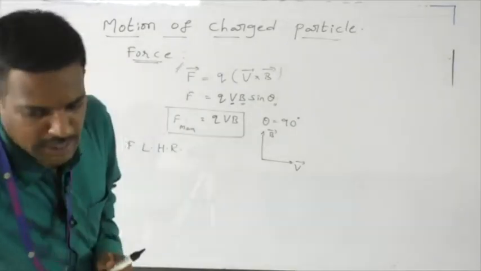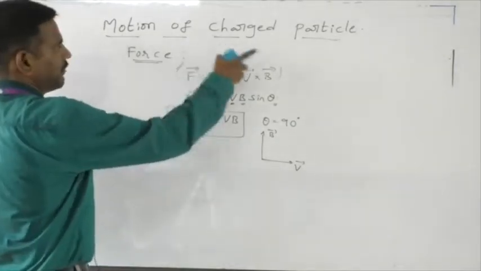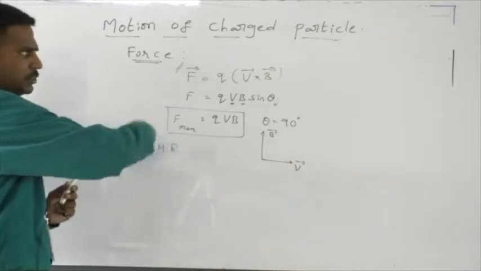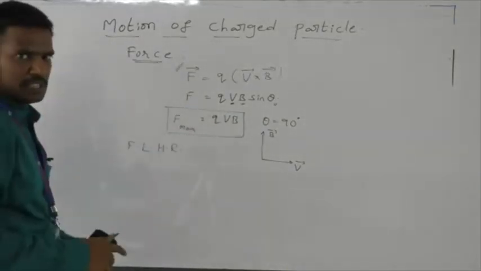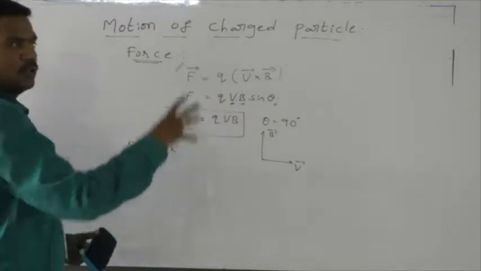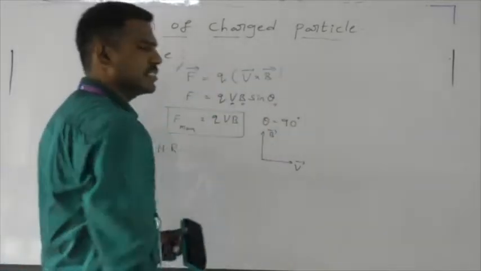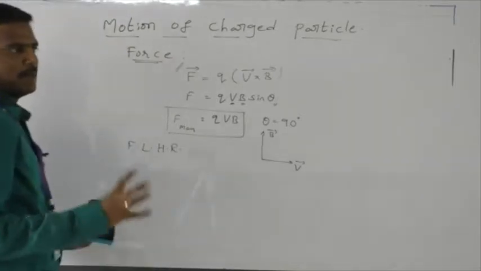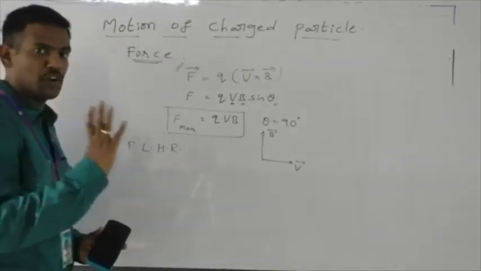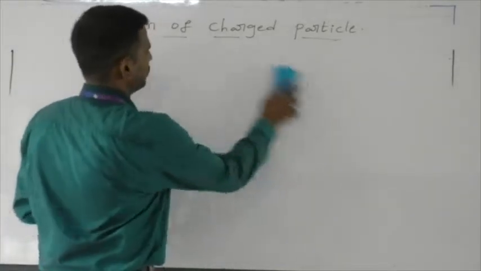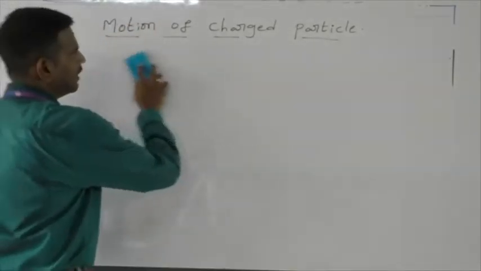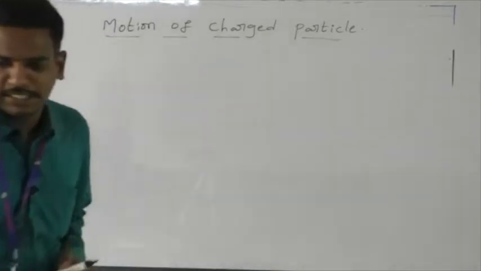And now let us see the motion of a charged particle. Here we understood what is the force experienced by a charged particle inside the magnetic field. Based on this concept, we are going to understand how the motion of a charged particle takes place inside a uniform magnetic field. Here we are speaking only about uniform magnetic field. Let us see the cases like this.